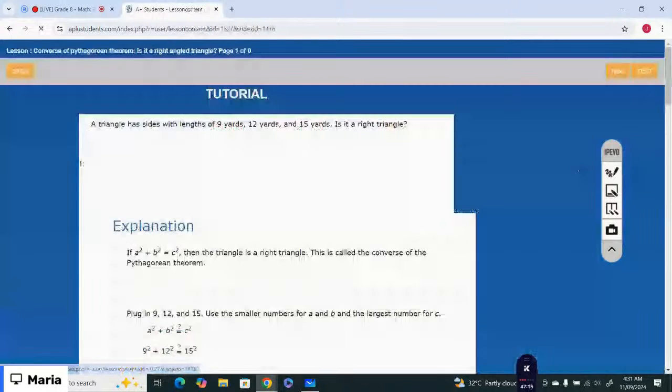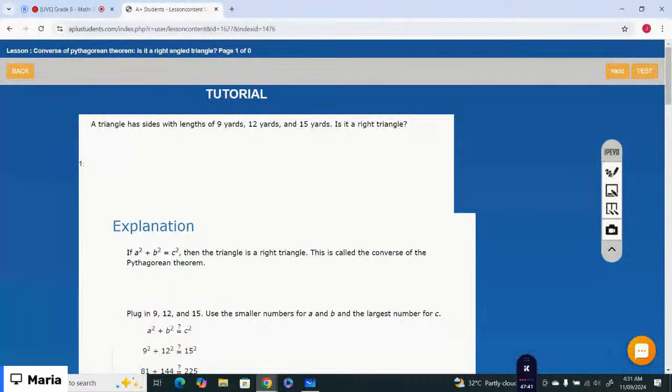Converse of the Pythagorean theorem. Is this a right angle triangle? So let's just start with the example. A triangle has side lengths 9 yards, 12 yards, and 15 yards. You have to see if that is a right angle triangle, right? If a square plus b square equals c square, then the triangle is a right triangle. This is the converse of the Pythagorean theorem. That means you need to prove if that is a right angle triangle.